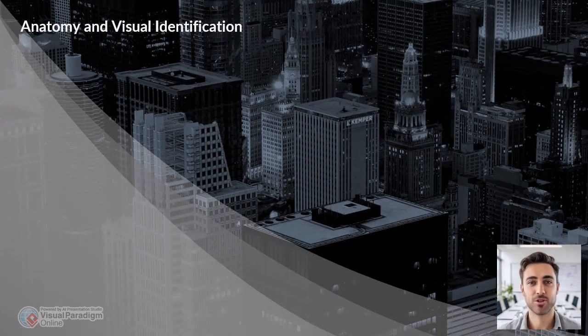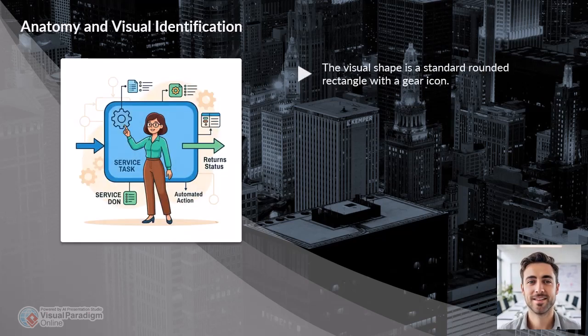To identify a service task within a BPMN diagram, look for a standard rounded rectangle distinguished by a specific gear icon in the upper left corner. This visual cue immediately separates it from manual tasks or user interactions, signaling that an automated system is executing the work. The gear icon serves as the universal symbol for automation, instantly telling stakeholders that no human intervention is required for this specific step in the process.